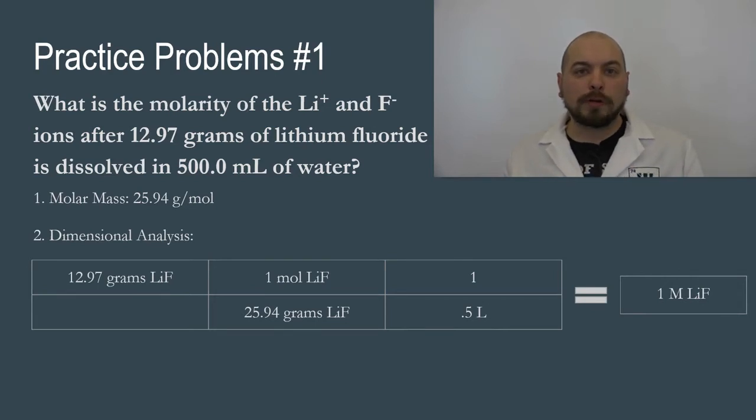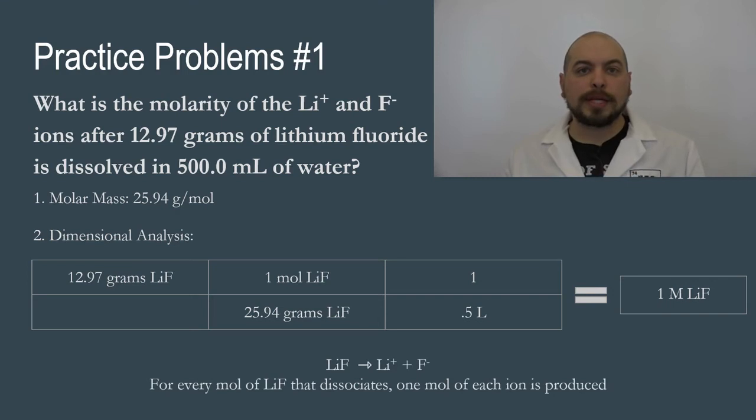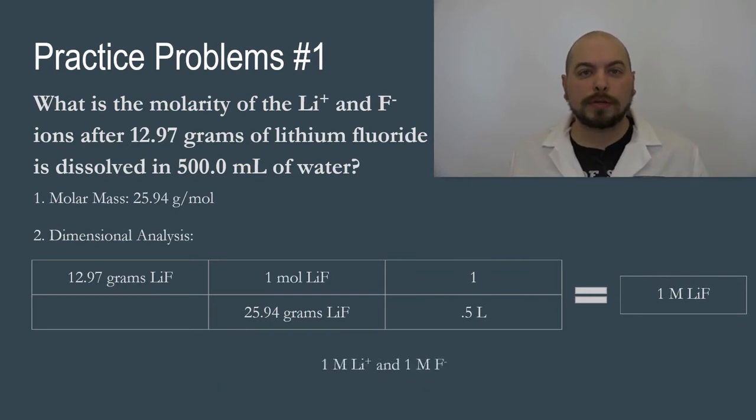Now we've dissolved this half mole into a half liter of water. So what we need to do is say moles divided by liters. So we have 0.5 over 0.5, which gives us 1. What that means is that we have each ion in solution at 1 molar because they're in a 1-to-1 ratio. So the concentration of lithium fluoride in solution is 1 molar, and the concentration of each ion in solution is also 1 molar.